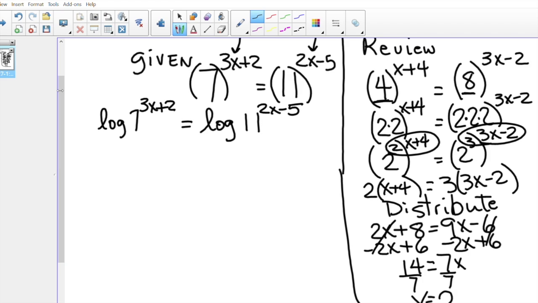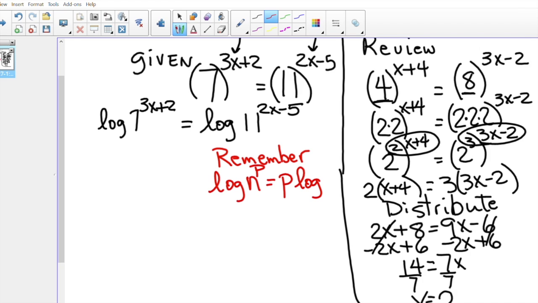Now, remember, let me change it in red and see if you can see it. Remember what Mr. Napier said. If you're taking the logarithm of a number to a power, you are to say power times the logarithm of the number. Now you've got to keep that in your mind as you progress with the study of logarithms.